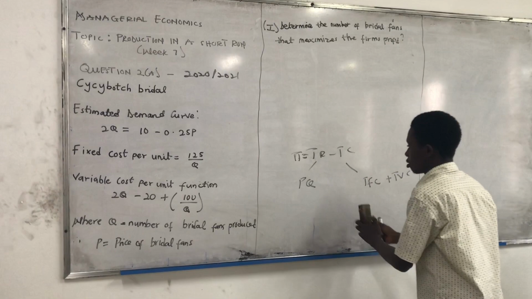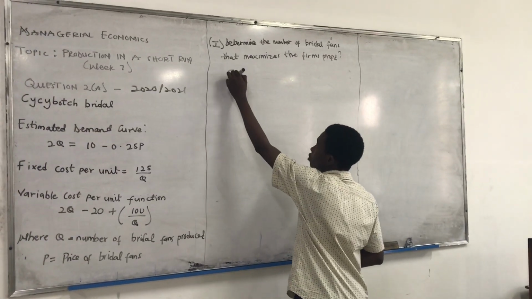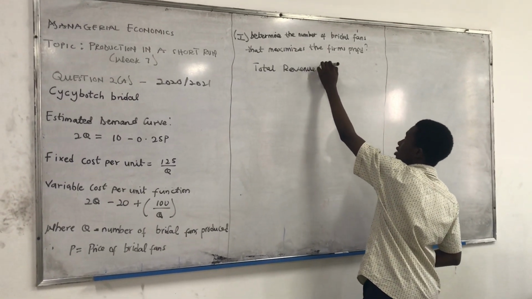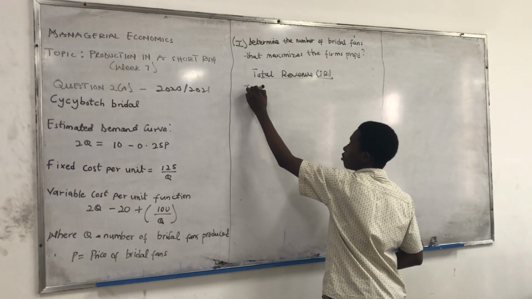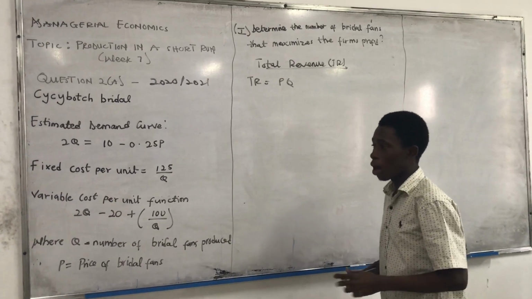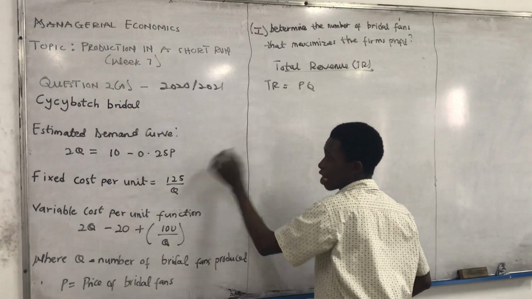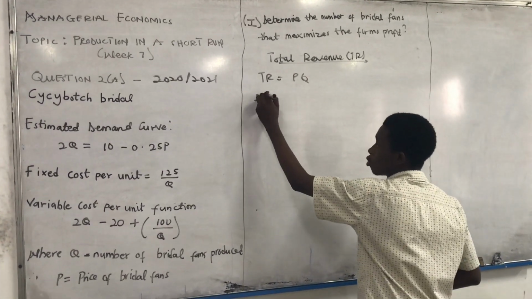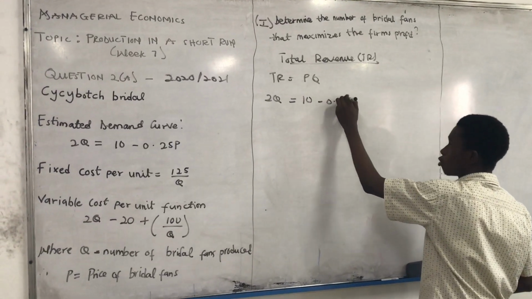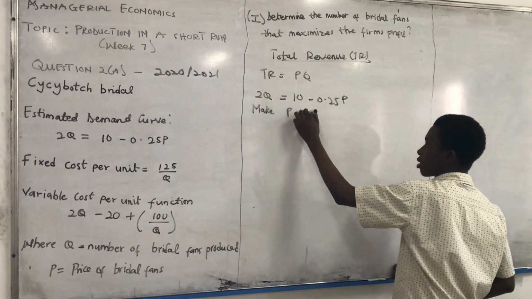So let's start. Let's first find our total revenue, which is TR. Total revenue is price times Q. So we need to first find our P, which is the price. How then do we get the price? We will pick our estimated demand curve and make P the subject. So we have Q equals 10 minus 0.25P. So make P the subject.